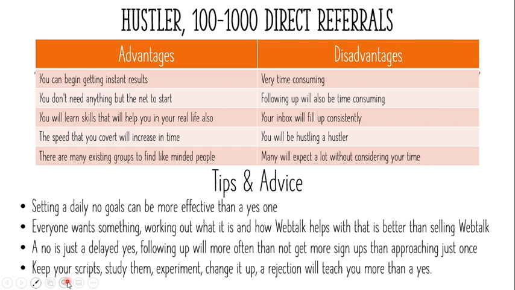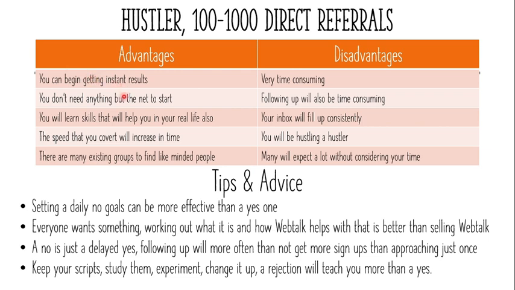So the next one I've got here, and that is hustler. 100 to 1,000 direct referrals. So if this is your goal, if this is what you want, and a lot of people want this. Now the thing about this is a lot of people want this sort of goal, but they're still in the comfort zone, okay? So they're still in the previous slide, but they're trying to get this sort of results. If you want this sort of results, you got to do this sort of work. Now this requires you to leave your comfort zone, approach new people, all that sort of stuff.